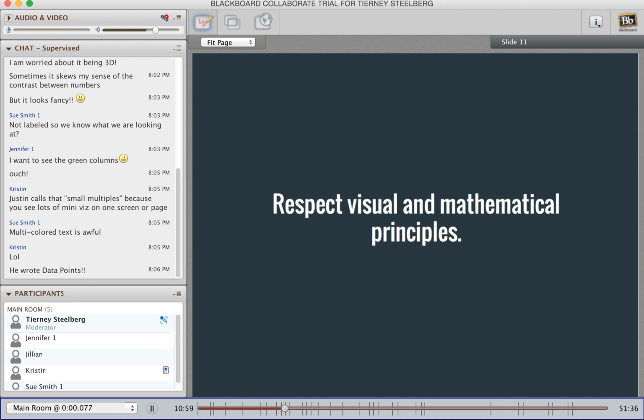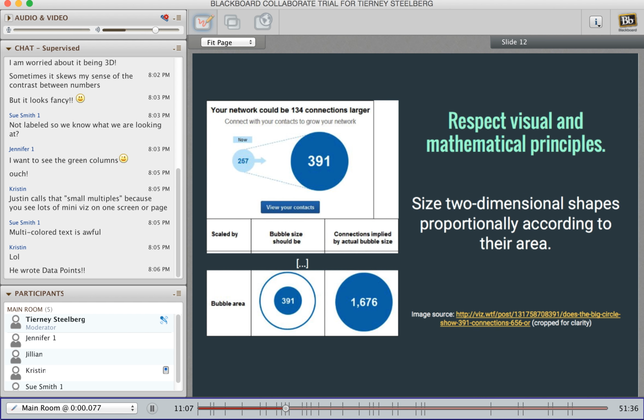Next rule of thumb is respect visual and mathematical principles in your charts and graphs. Size two-dimensional shapes proportionally according to their area rather than their length or diameter. Notice how this example is misleading to the reader. The large bubble that represents 391 is many times larger than the small 257 bubbles. The figure underneath shows what the size of the large bubble should be when sizing by area.